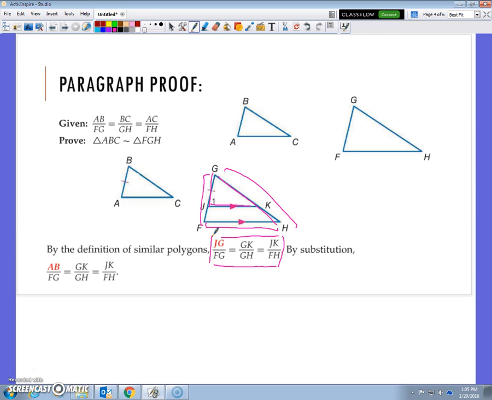But now through substitution, I know, because I promised you that AB is the same as JG, that instead of JG, I can substitute the AB in. All right, and that's the only one I can do for now because that's the one that I promised myself was going to be the same. And then the rest, of course, stays the same so far. So this is part of my paragraph proof as well.